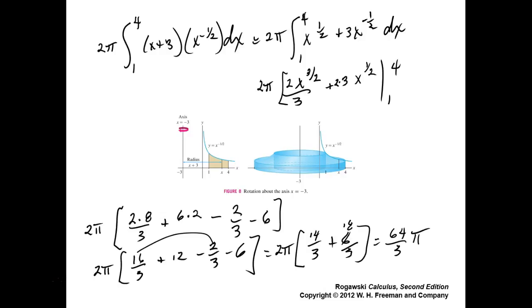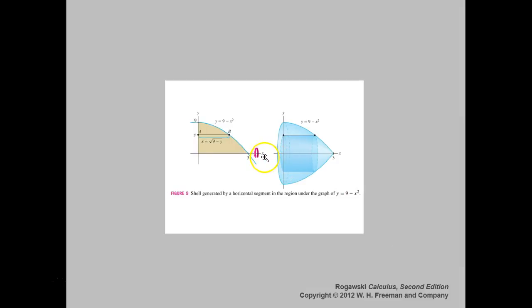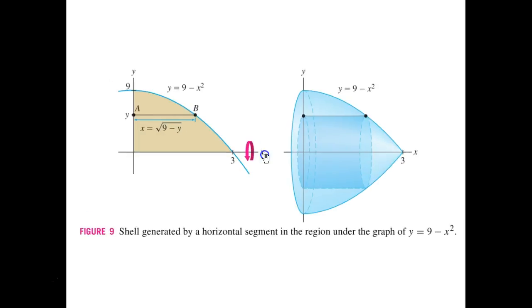I think example 4, I believe, is this next figure. I hope it is anyway. Rotating around the x-axis. Use the shell method to compute the volume V obtained by rotating the region under y equals 9 minus x squared. Let me blow this up a little bit. Sorry, I'm having trouble breathing. By rotating the region under y equals 9 minus x squared, that's that curve there.